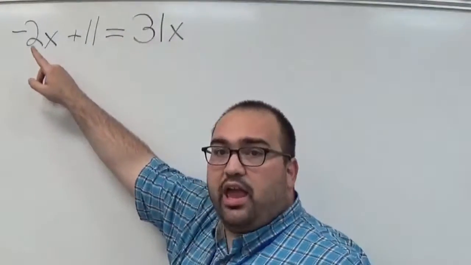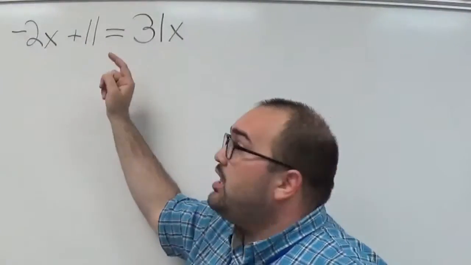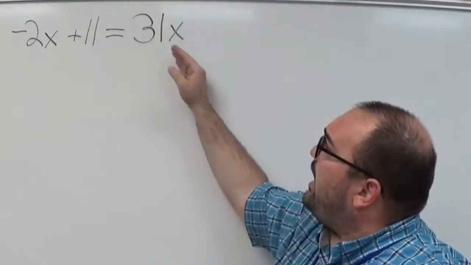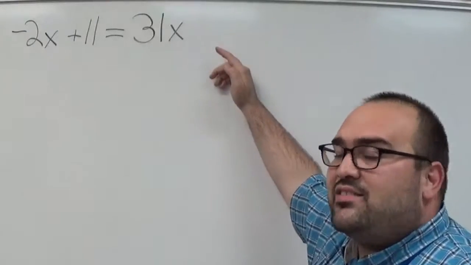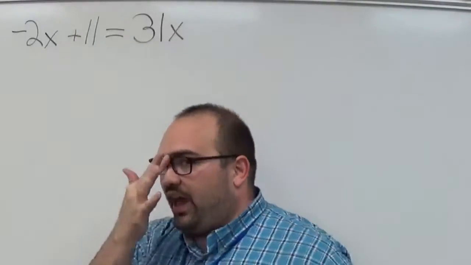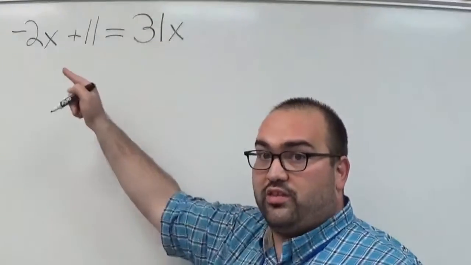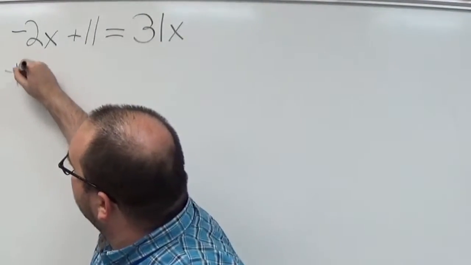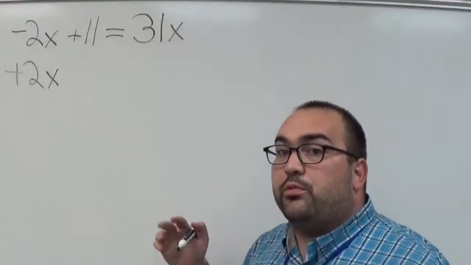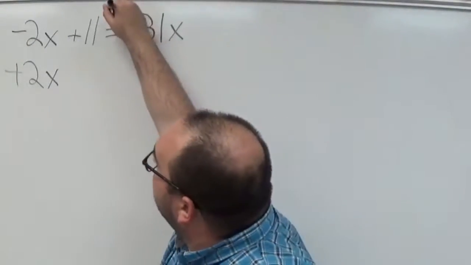Here we have a negative 2x. It's already on the same side as this plus 11. Now on the right side over here we have 31x, and it's already kind of on its own. So it would be a lot easier for us to get rid of this negative 2x. To do that, to make this negative 2x into a 0, we're going to add 2x to this side. And as we've learned in previous lessons, whatever you do to one side of the equal sign, you must do to the other.